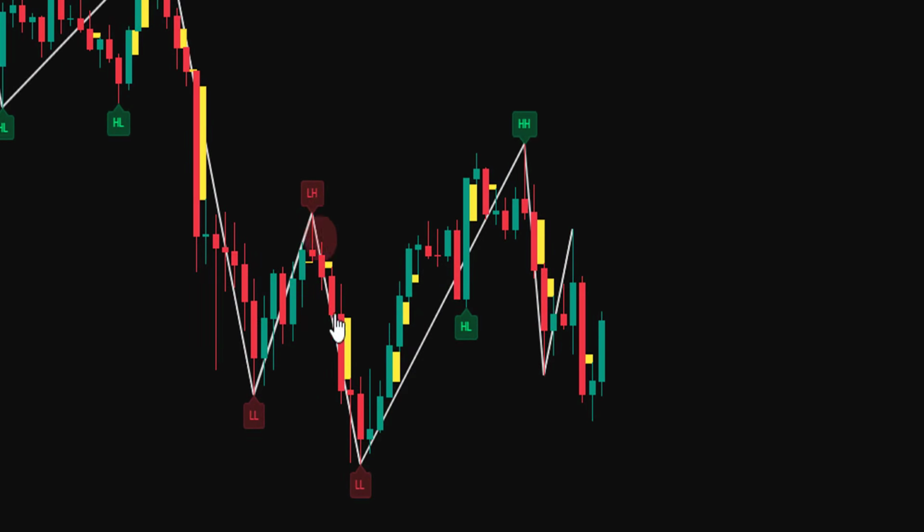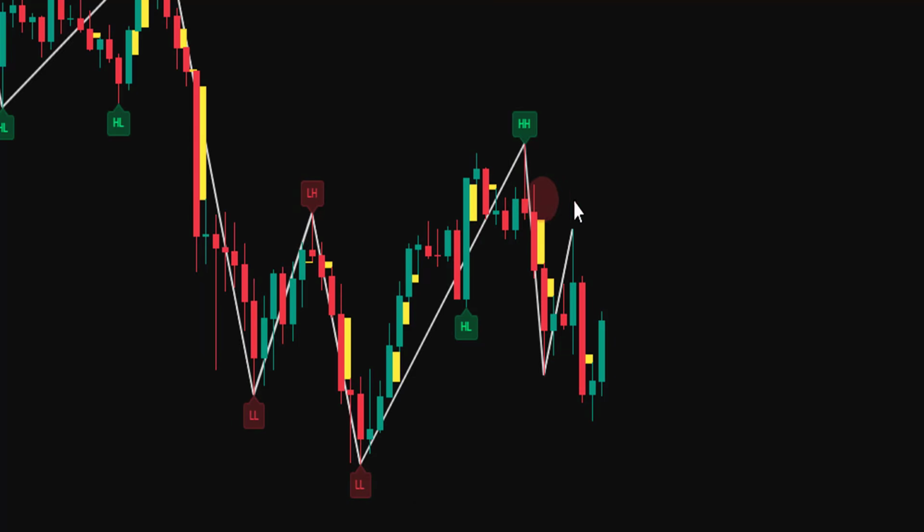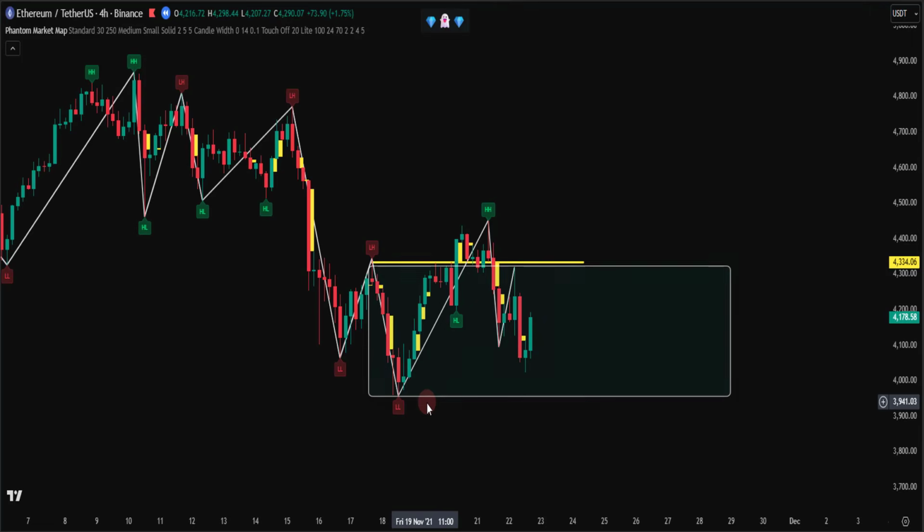Step 3 is to confirm the market structure break. As we can see in front of us, we have a strong bullish break because price broke above that previous lower high with a strong move, and the candle closed above the breakout level. Step 4 is the entry zone. As we said in the previous lesson, our entry zone will be between the low and the swing high associated with that move.